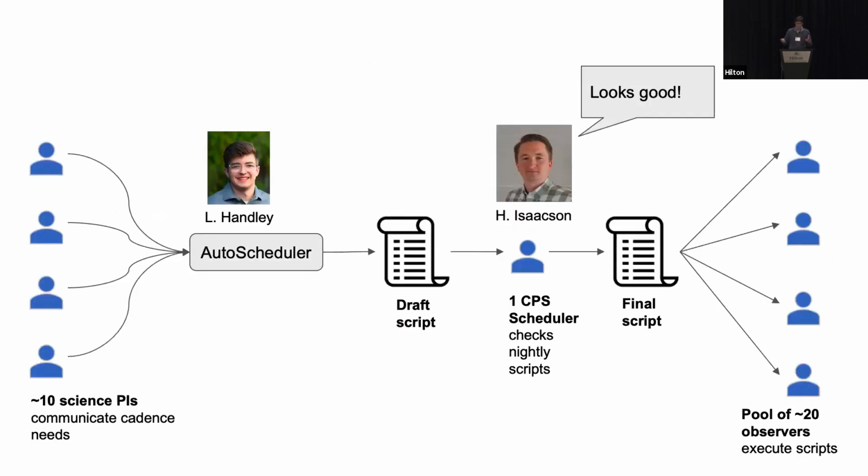So with this auto scheduler with high-res, we've changed our model a little bit. So the science PIs communicate their cadence requests to Luke, who runs the auto scheduler, produces a draft script. Howard still looks it over, but now the auto scheduler is good enough that it needs sometimes no modification at all. And then the final scripts are still executed by human observers.